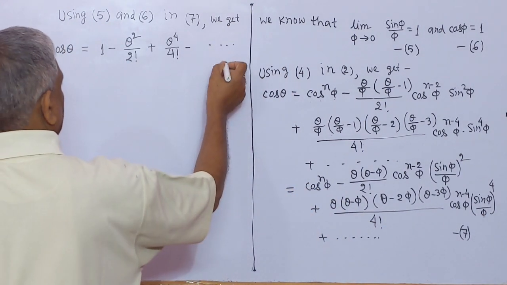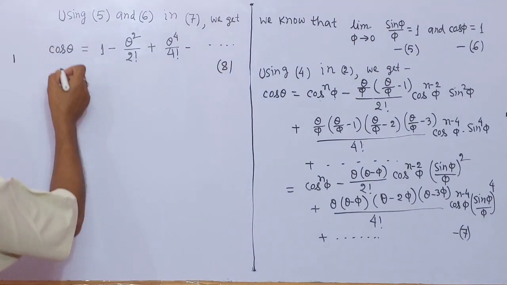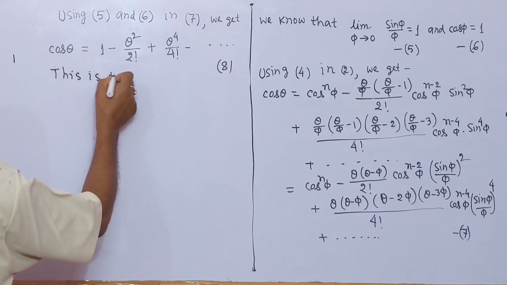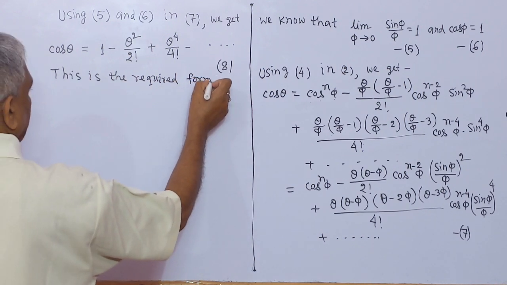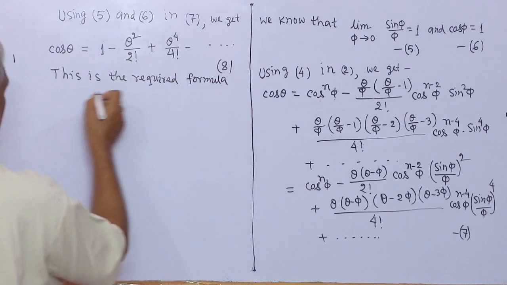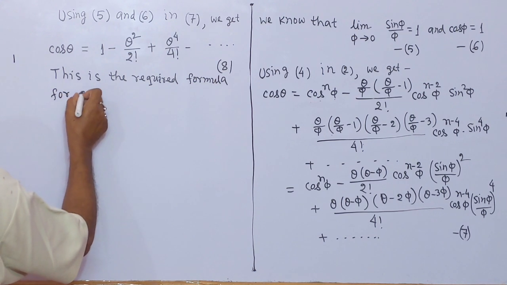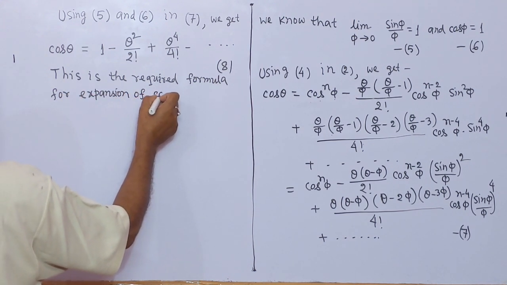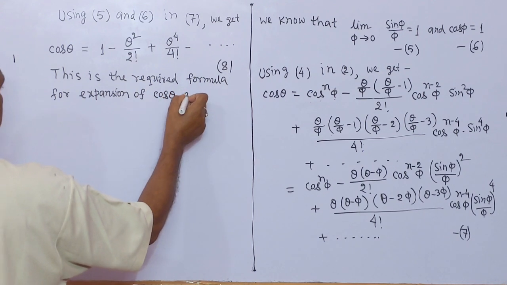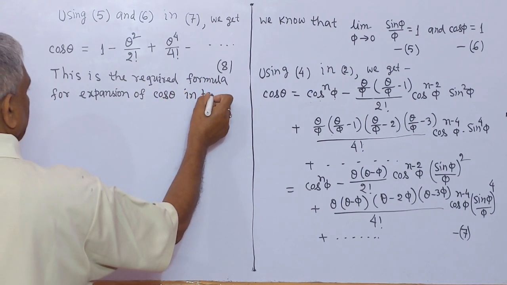This is 8. This is the required formula for expansion of cos theta in terms of theta.